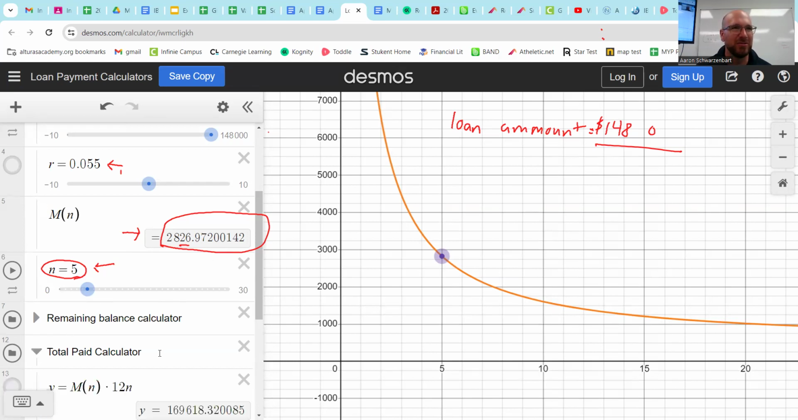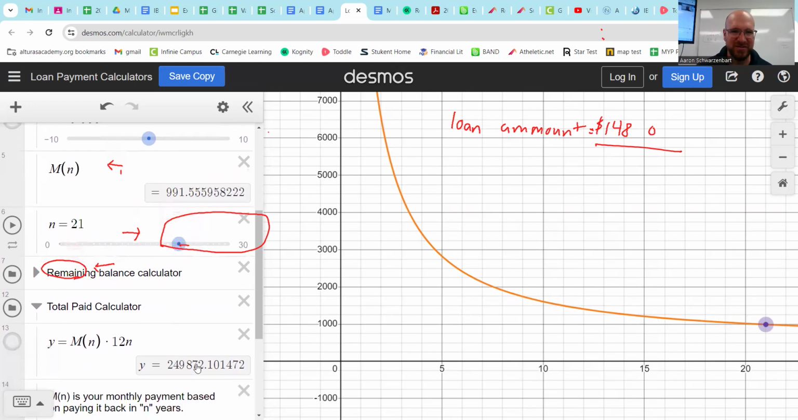Depends. What makes me think you could? I would choose more years because what happens when I choose more years? The payment goes down. But, well, if you're going to Stanford, you better. Look at this number right here. This is the total paid, and you need to put this in your thing too. So you need the monthly payment, you need the number of years you choose, you need the total paid.